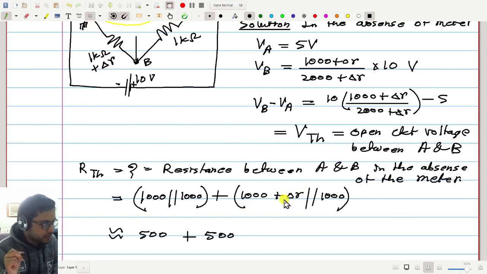Please mute yourselves. Okay. Acha. You can do your calculation taking delta R also, and you will get a very close result to what I am going to get now. So this is approximately 1 kilo ohm. This is the Thevenin resistance.